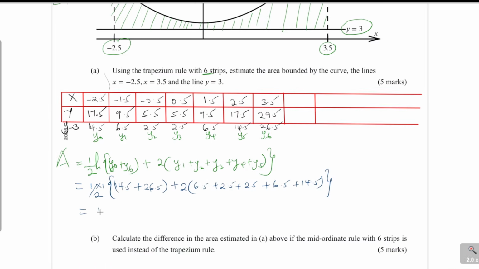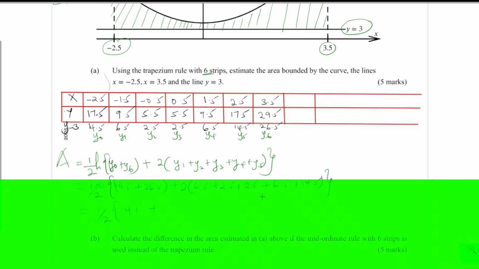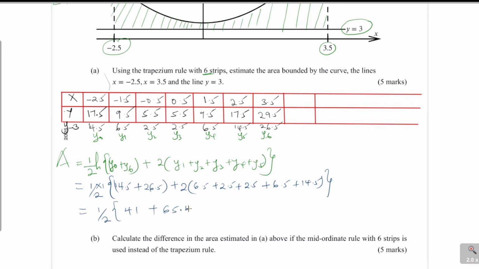So this will give a half, then 14.5 plus 26.5, that will give 41, then plus 2 times the sum of everything inside the bracket. That is 6.5 plus 2.5 plus 2.5 plus 6.5 plus 14.5 multiplied by 2, that will give 65.4. And when you work these out, you get a half times 41 plus 65.4. These will give 53.2 square units. So that is the area using the trapezoidal or the trapezium rule.